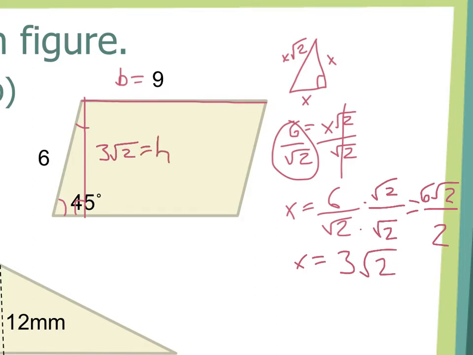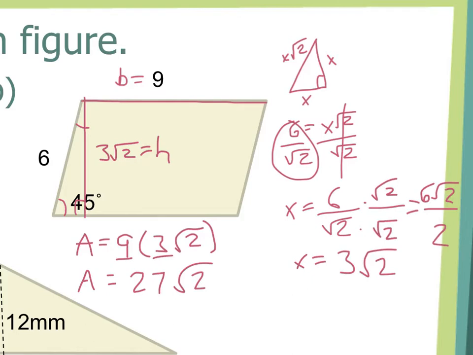And we know the area of a parallelogram is base times height, so we're just going to multiply 9 times 3 square root 2. We multiply the numbers out front, so 9 times 3 gives us 27, and then we're just left with the square root 2 at the end. So the area of example B is 27 square root 2.